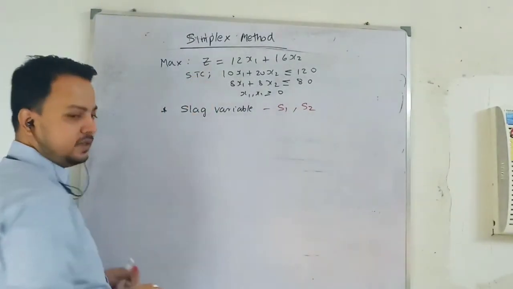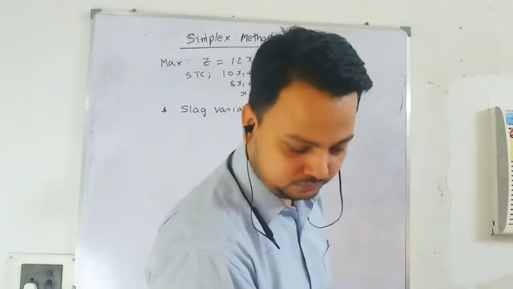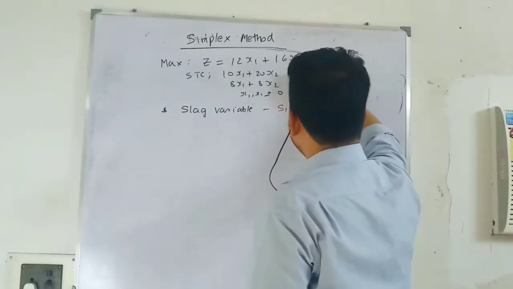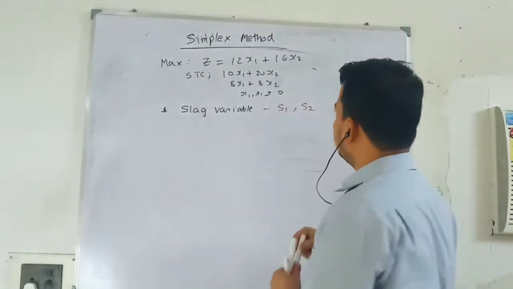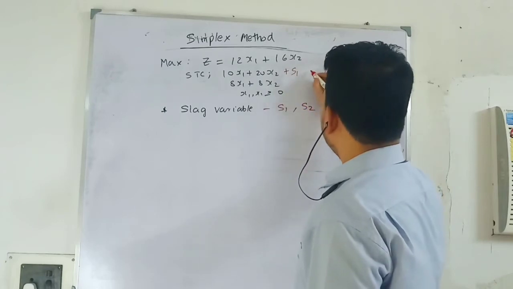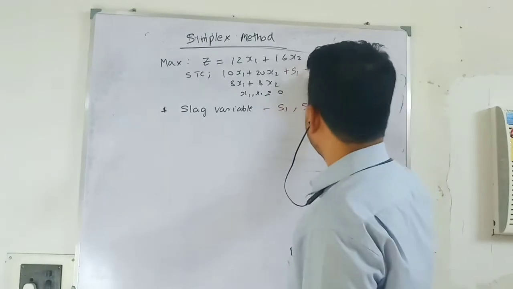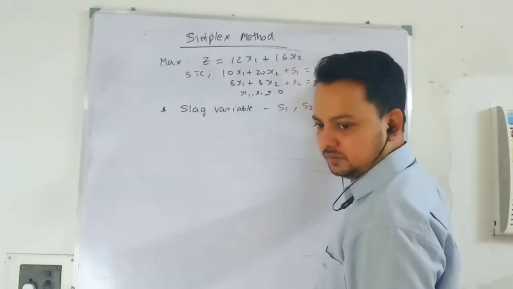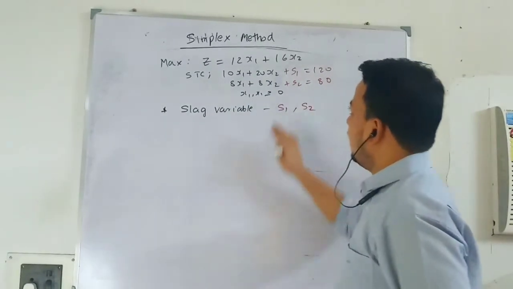So I have to write that again: maximize my objective function. Then I am introducing slack variables. You have to write them separately on a different line. My slack variable S1 is 120, right? On S2, how much do you have here? 60, right? 80. Okay, I have introduced slack variables.